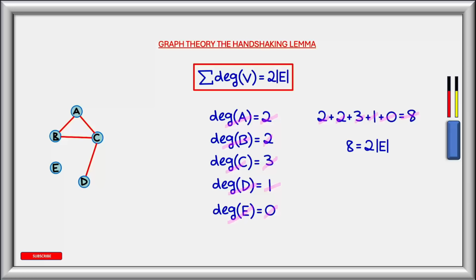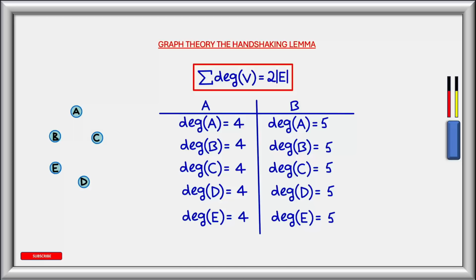And the handshaking lemma says that the sum of the degrees of the vertices is equal to the number of edges multiplied by 2. In our case, 8 is equal to 2 multiplied by the number of edges. And therefore, according to the handshaking lemma, the number of edges in our graph is equal to 4. So 8 divided by 2. So let's check that. So we have 1, 2, 3, and 4.